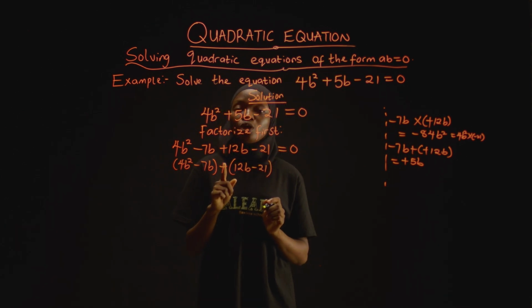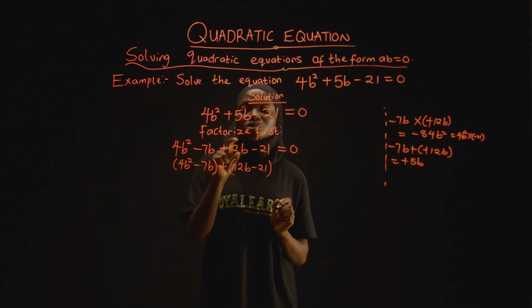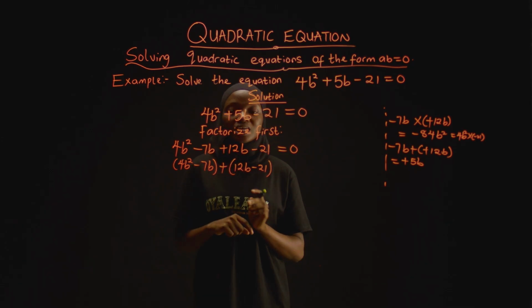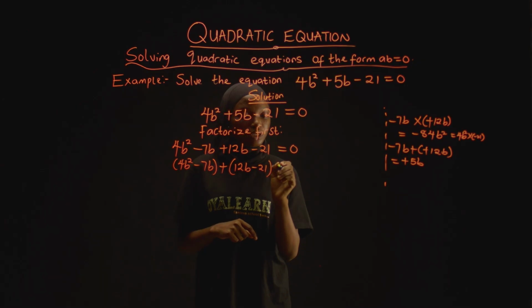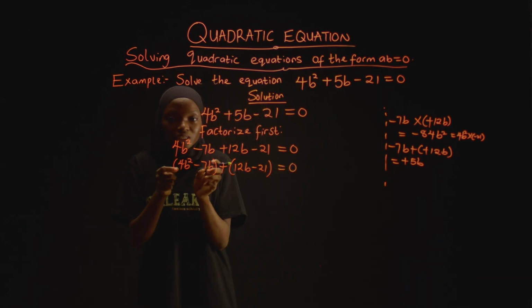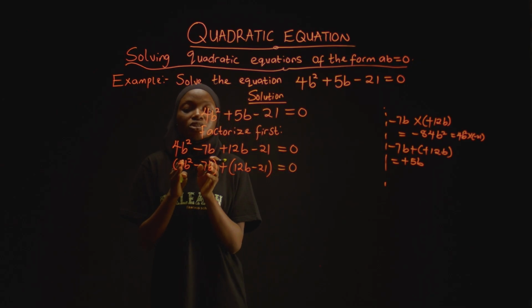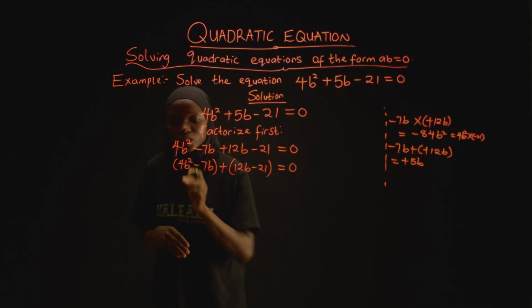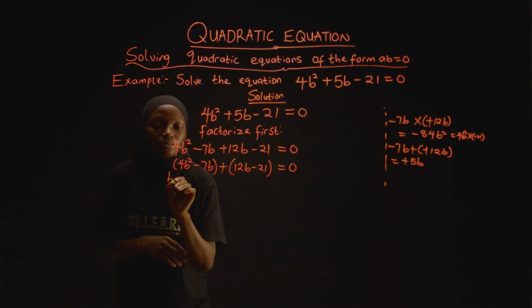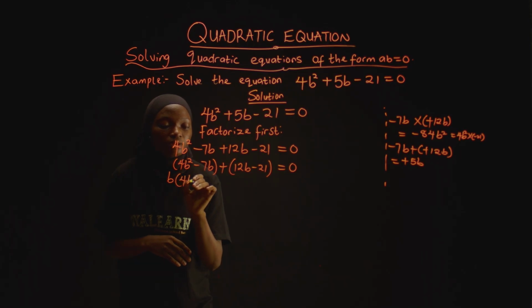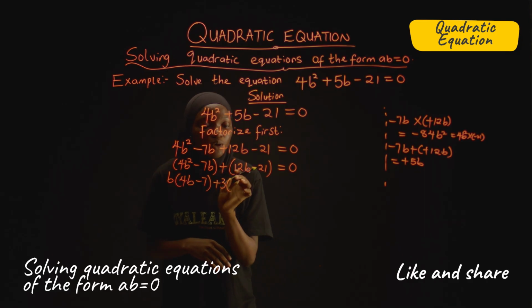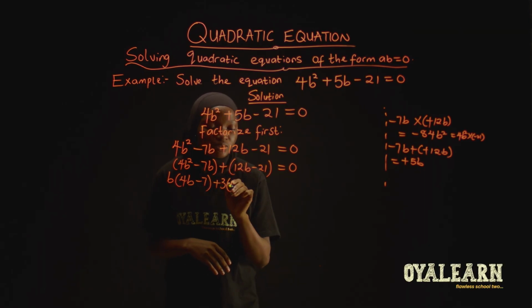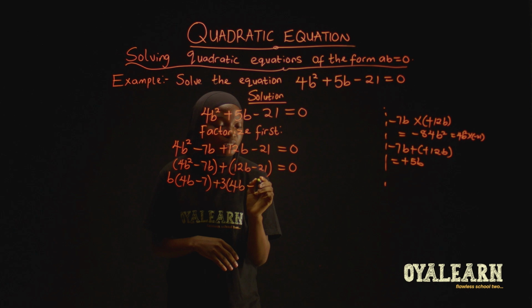Because when you use this plus sign to multiply everything inside this bracket, we still get back plus 12b, and plus times minus 21 is minus 21, equal to 0. Now we factorize, looking at what is common in each of these brackets. Here we can bring out b, and we are left with 4b minus 7. Then here we can bring out plus 3, and when we divide by 3, we are left with 4b, then minus 21 divided by 3 gives minus 7, equals 0.